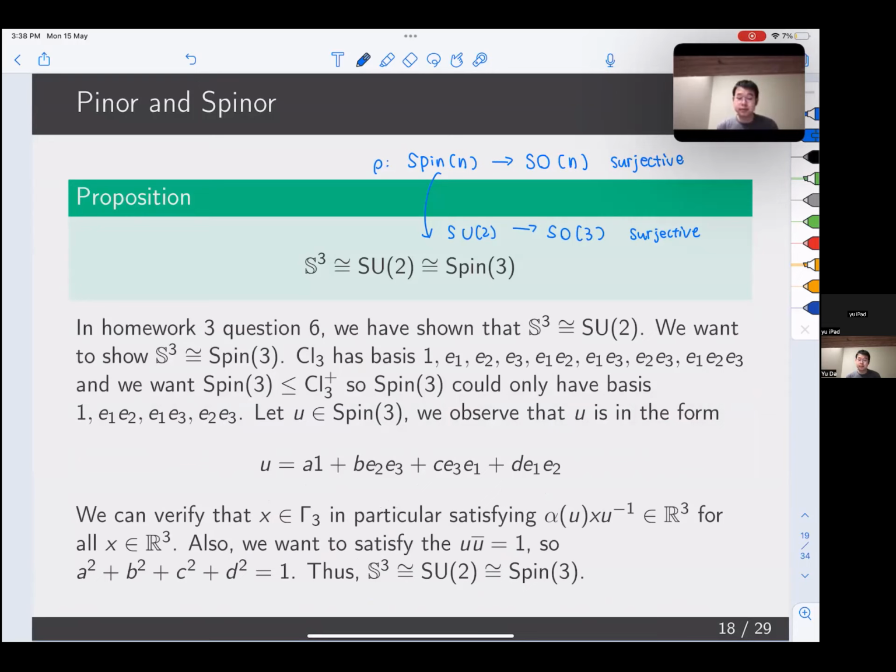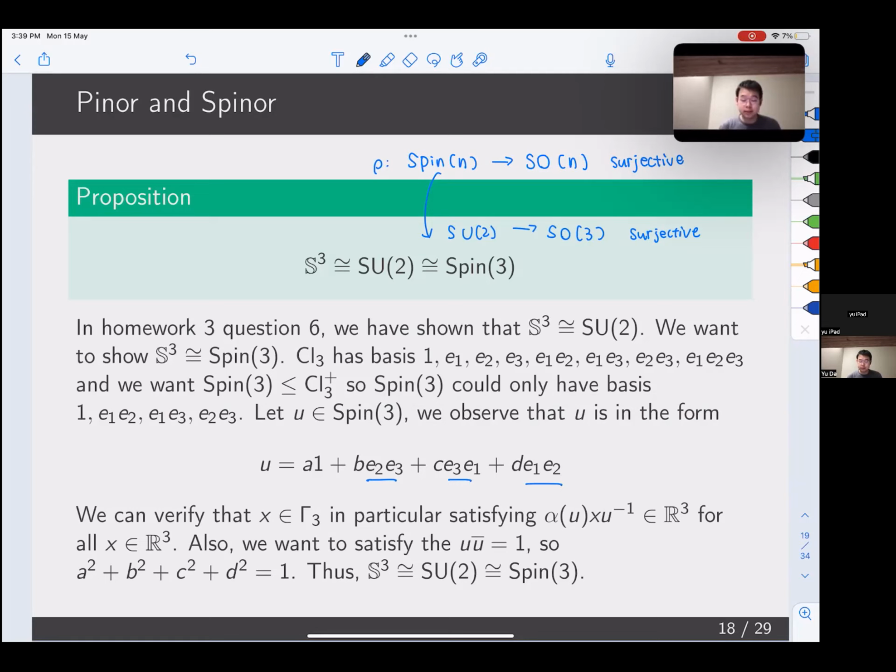Spin(3) is inside Cl(3), and we see that Cl(3) has the basis 1, e1, e2, and so on, those 8 basis elements. Because for Spin(3) we want it to be inside the even part of Cl(3), we only want those basis elements having two products of those bases together. So we pick up e2e3, e3e1, and e1e2.